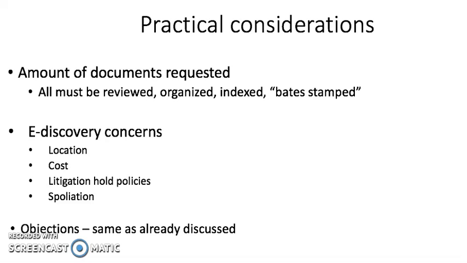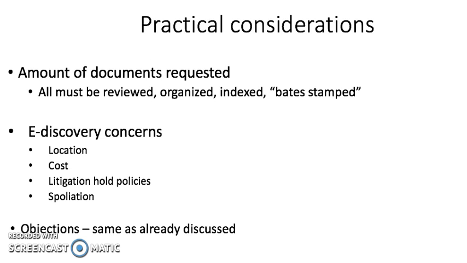The next consideration to keep in mind is objections. So the objections are basically what we've already talked about. I'm going to review them quickly here, but they really don't change in meaning from when we talked about them with interrogatories. So we have our privileged objections, most common ones, attorney-client privilege and work product privilege.